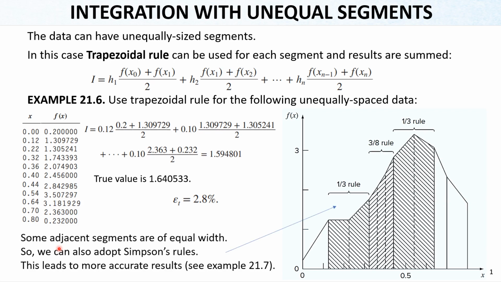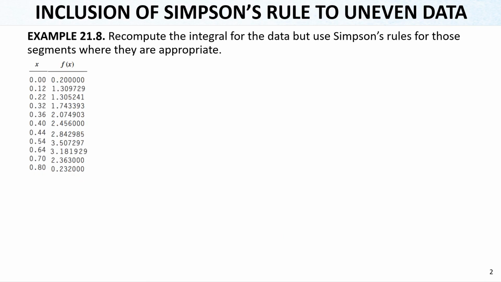But before that, we have some notes here. Adjacent segments are equal with some of them, we said. We can also use Simpson's rule for it. And this leads to more accurate results, and check example 21.7, which is in the next slide. In the previous slide, we said that we can use also the Simpson's rule for uneven data if we get some equally spaced data, 2 or 3 of them. And this is the same example.